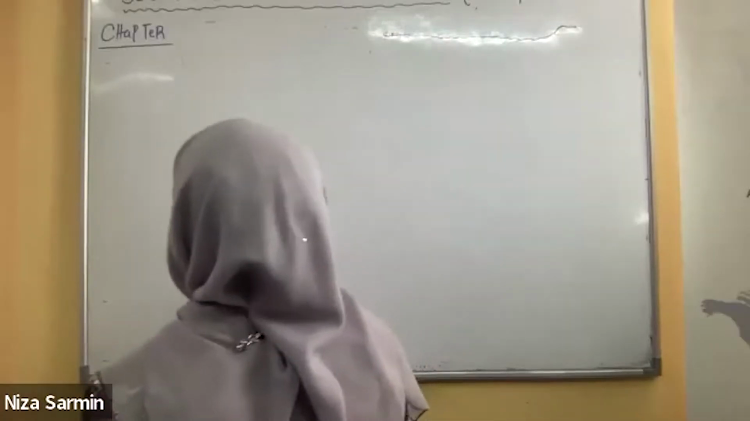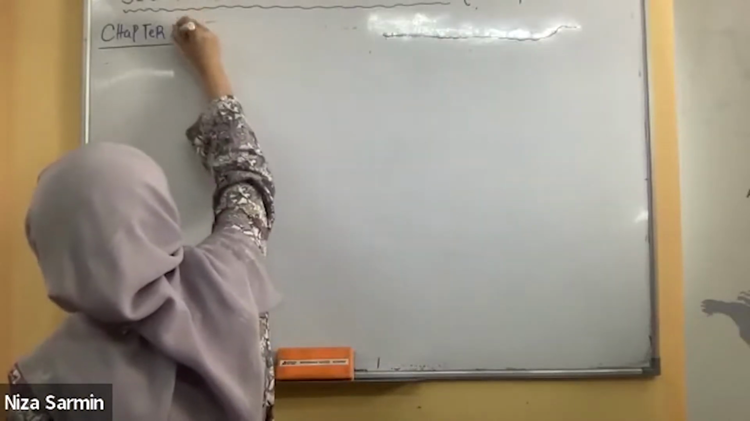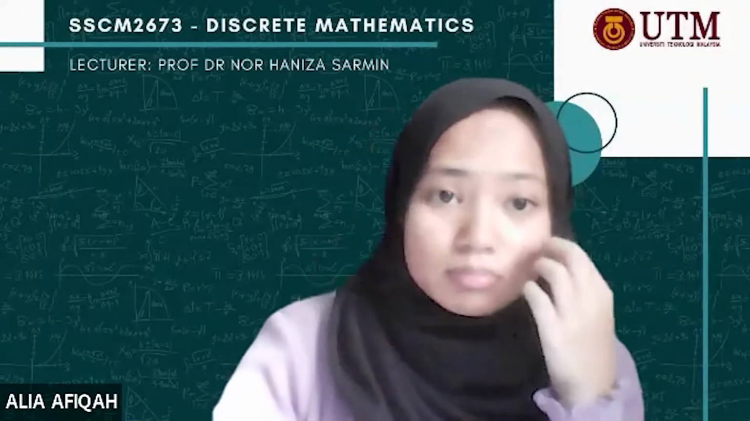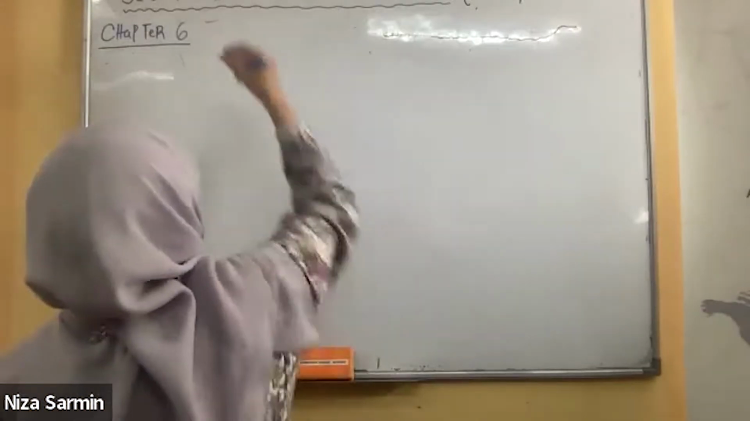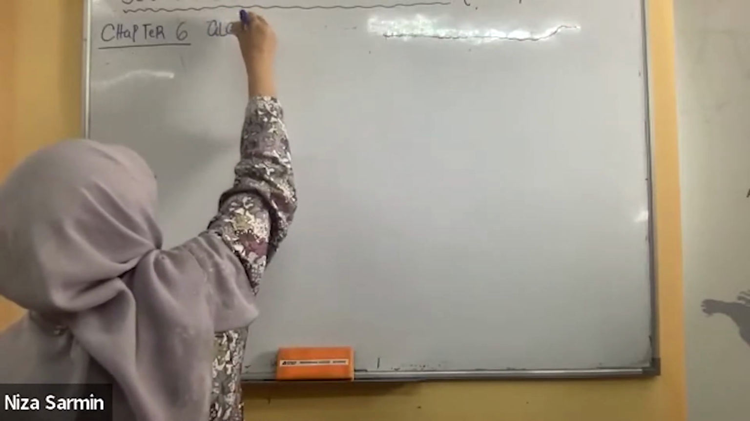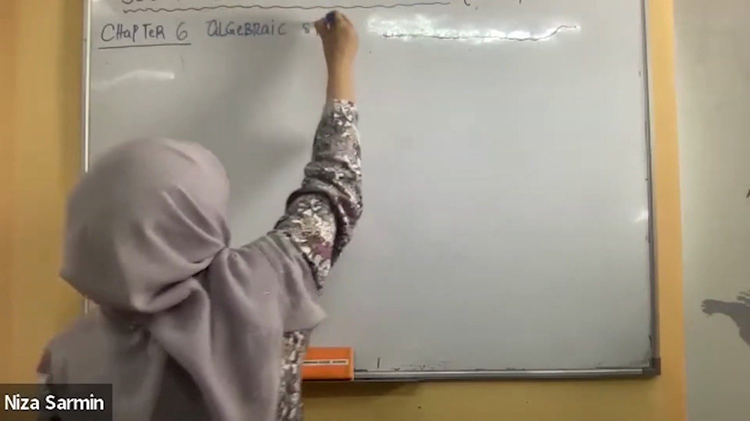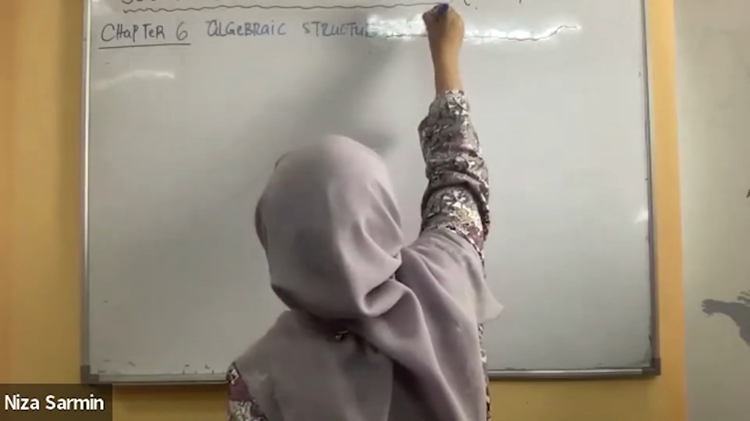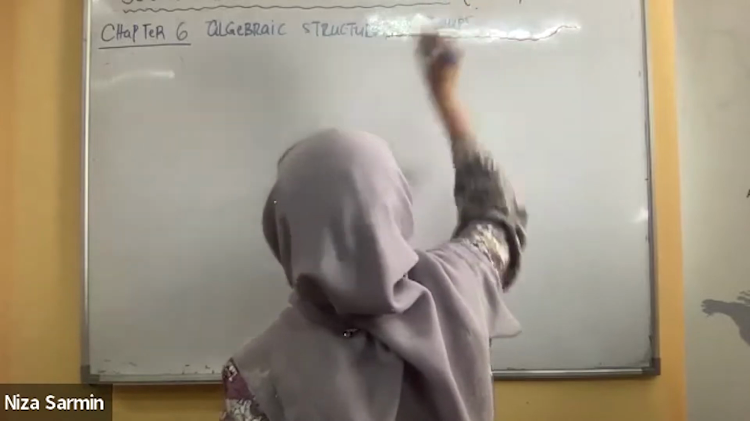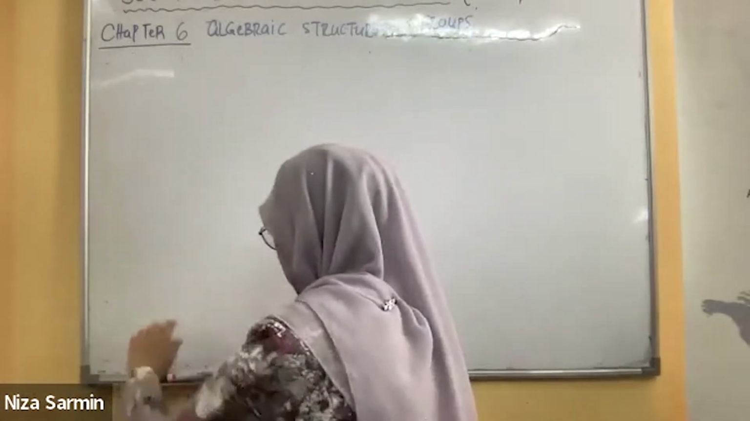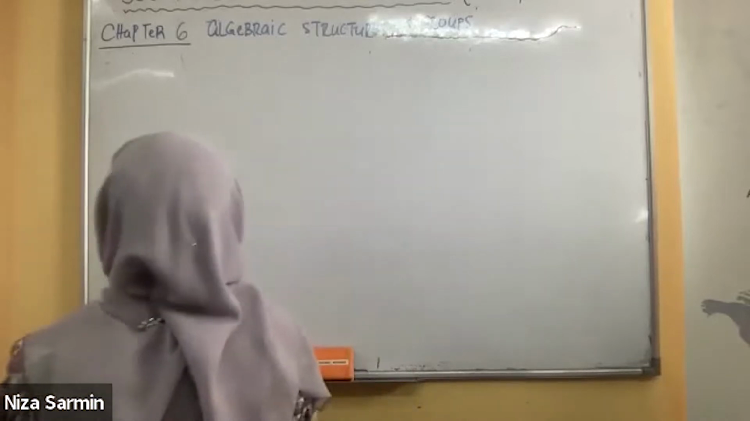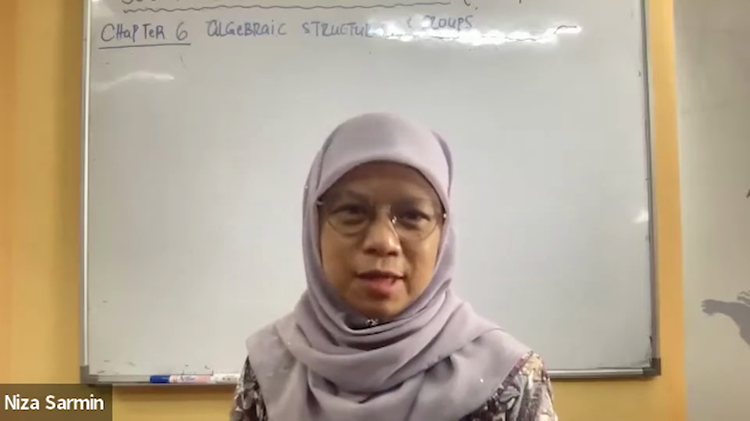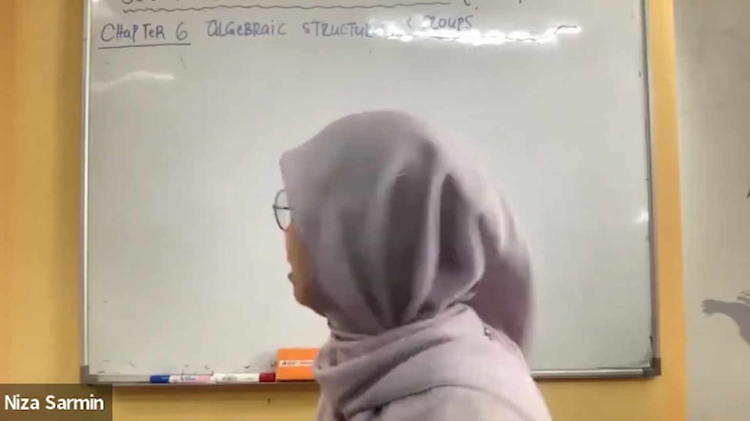So that's chapter 6, yeah. Yeah, algebraic structures and groups, yeah. Next a bit. Okay. I'm not calling names. If nobody is speaking, somebody has to turn on the mic and help me.